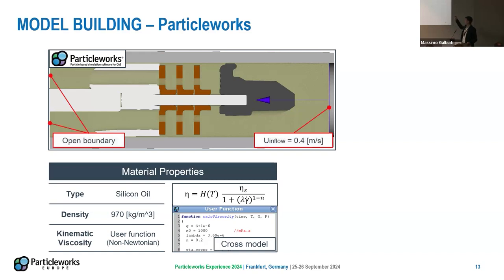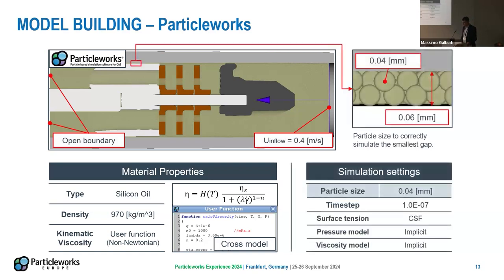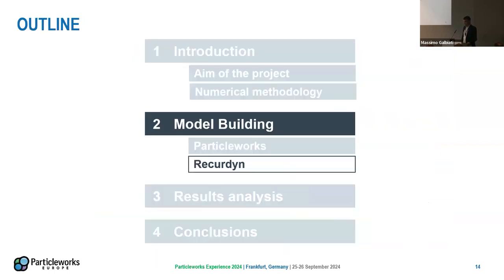And then we place an inflow on the right, two open boundaries on the left, so the fluid is able to flow. And then, of course, we have some limitations regarding the particle size due to the small gap that you see up there. So we have to use very small particles, 0.04 millimeters. So very small time step. And if you're interested, for the surface tension model we use CSF, and the pressure and viscosity models are both implicit. Okay, I finished my part.